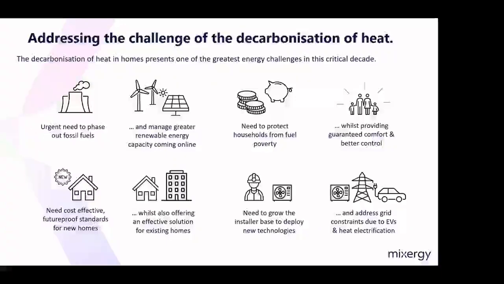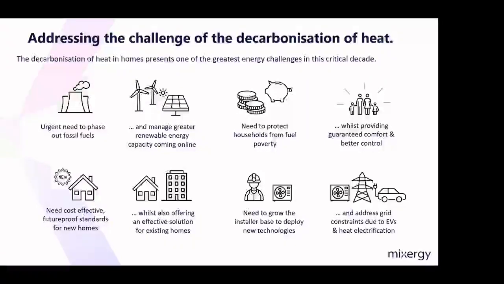So let's address the challenges of decarbonising heat. Decarbonisation of heat in homes presents one of the greatest energy challenges in this critical decade. An urgent move to phase out fossil fuels and manage a greater renewable energy capacity coming online. Protect households from fuel poverty whilst providing comfort and better control. The balance between cost-effective standards of new homes and offering solutions for existing homes.